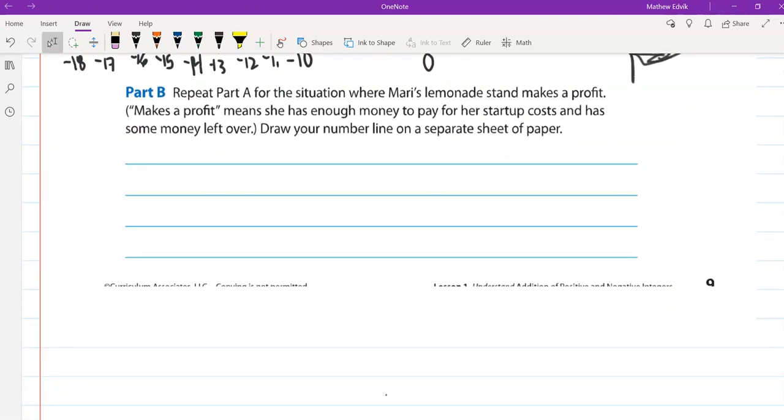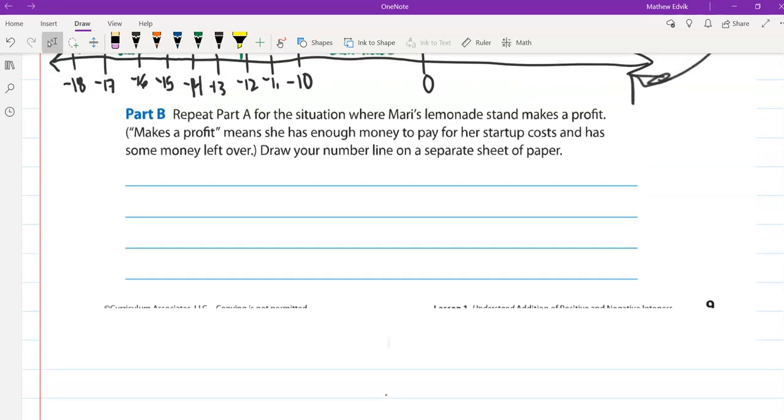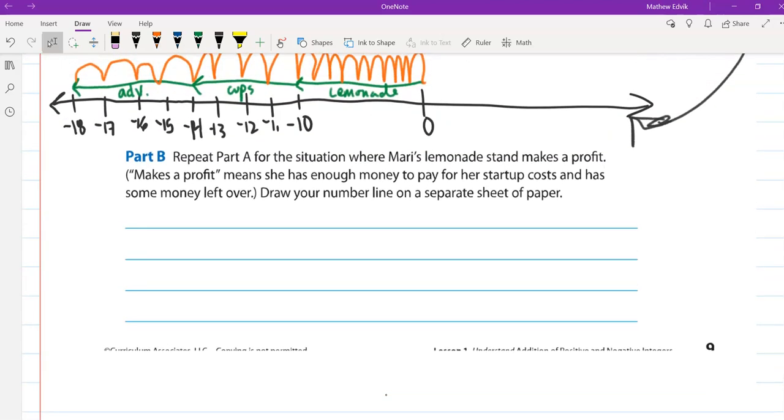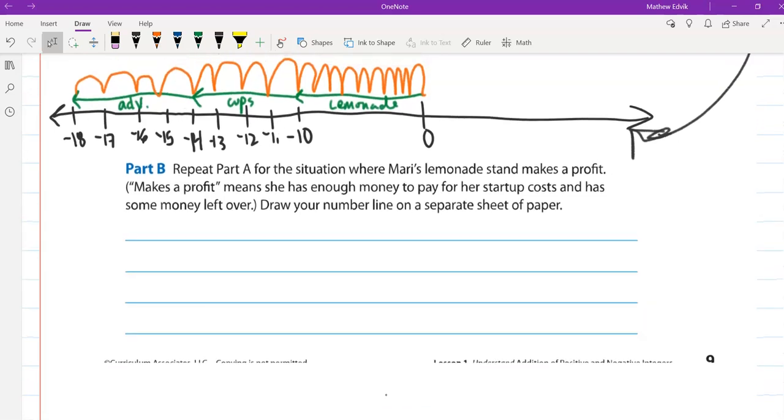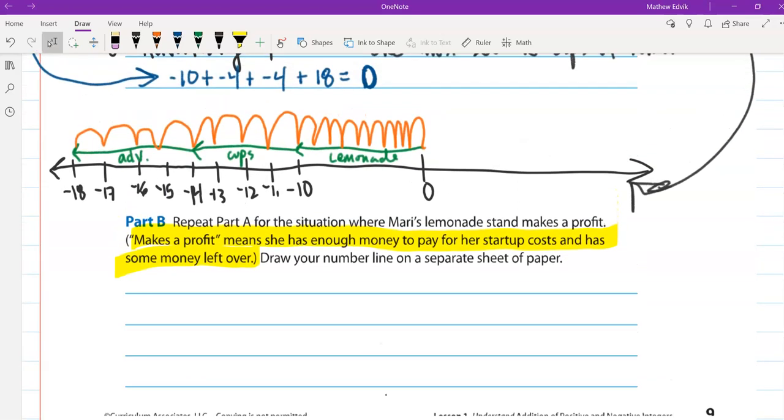Part B says repeat part A for the situation where Mari's lemonade stand makes a profit. So makes a profit means she has enough money to pay for her startup costs and has money left over. So we have a number line here, and so what would need to be different about a new number line with all the same information for her to make a profit? Talk about that for a second.